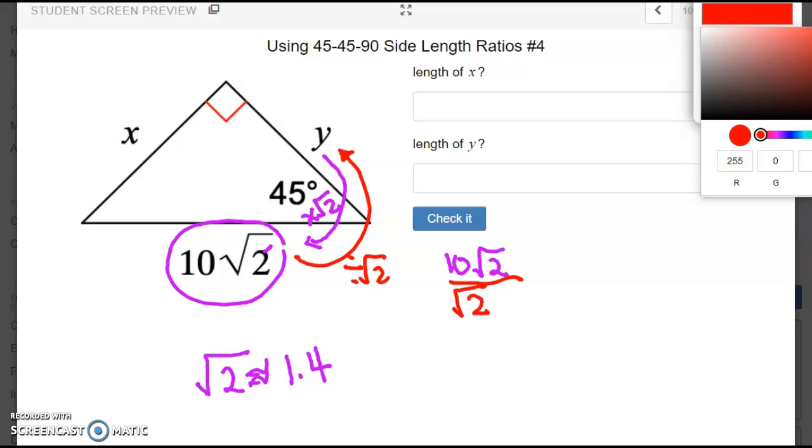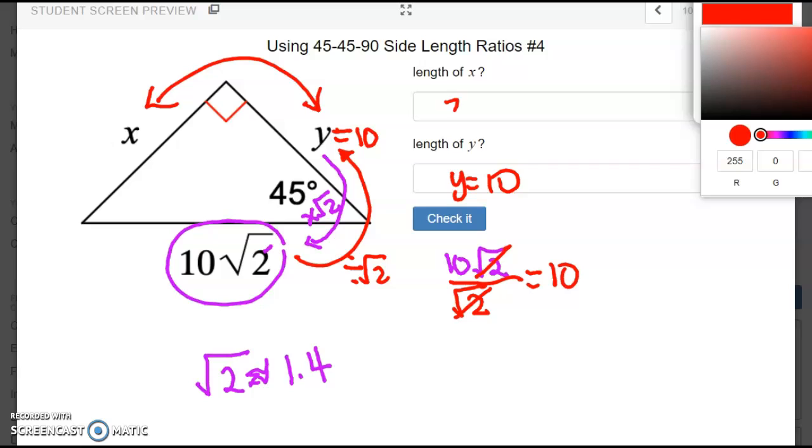Okay, remember divide and fraction line mean the same thing. Square root of 2 is being multiplied by 10, but then divided by square root of 2 again, so that leaves me with just 10. So we have just figured out y is 10. And if y is 10, x and y are going to have exactly the same measure, so x has to be 10 as well.